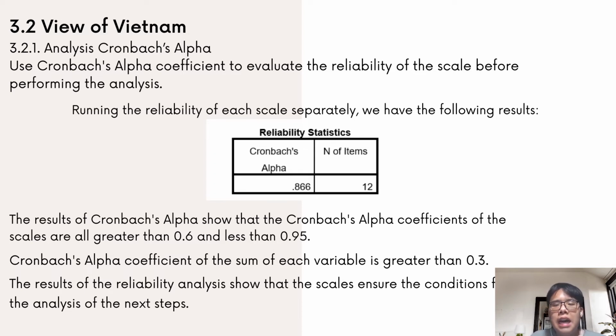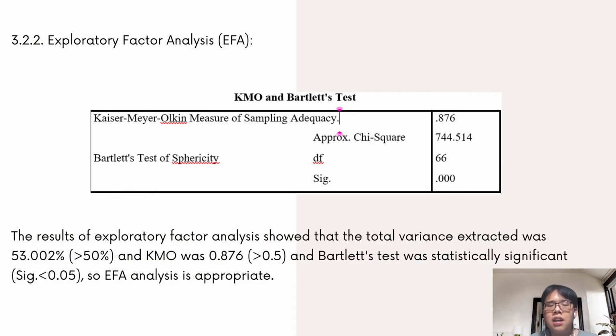The Cronbach's alpha coefficient of each variable is greater than 0.3, and so the result of the reliability analysis shows that the scale ensures the conditions for performing the next step. Go to the EFA result.